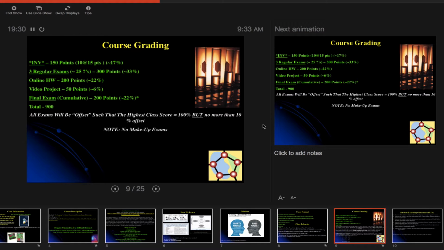All the exams will be offset such that the highest class score is equal to 100%, but I will not curve more than 10%, okay? So exam 1 comes around, the highest score is a 95, everybody gets 5 points. Exam 1 comes around, the highest score is an 85, everybody just gets 10 points, okay? So you can't all just get together and say, let's all do really bad, and he'll just curve us up to an A, all right? But every now and then I might have put a question on there that not everybody got, and so maybe that wasn't fair. I'll curve it a little bit, okay?